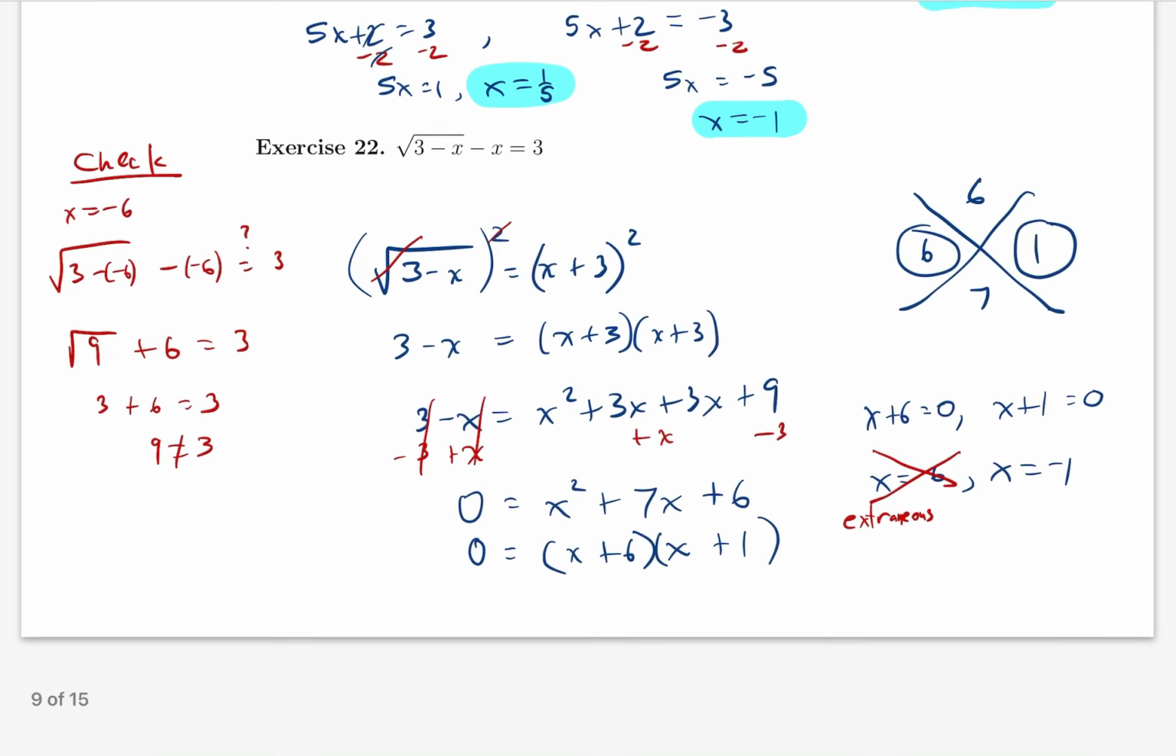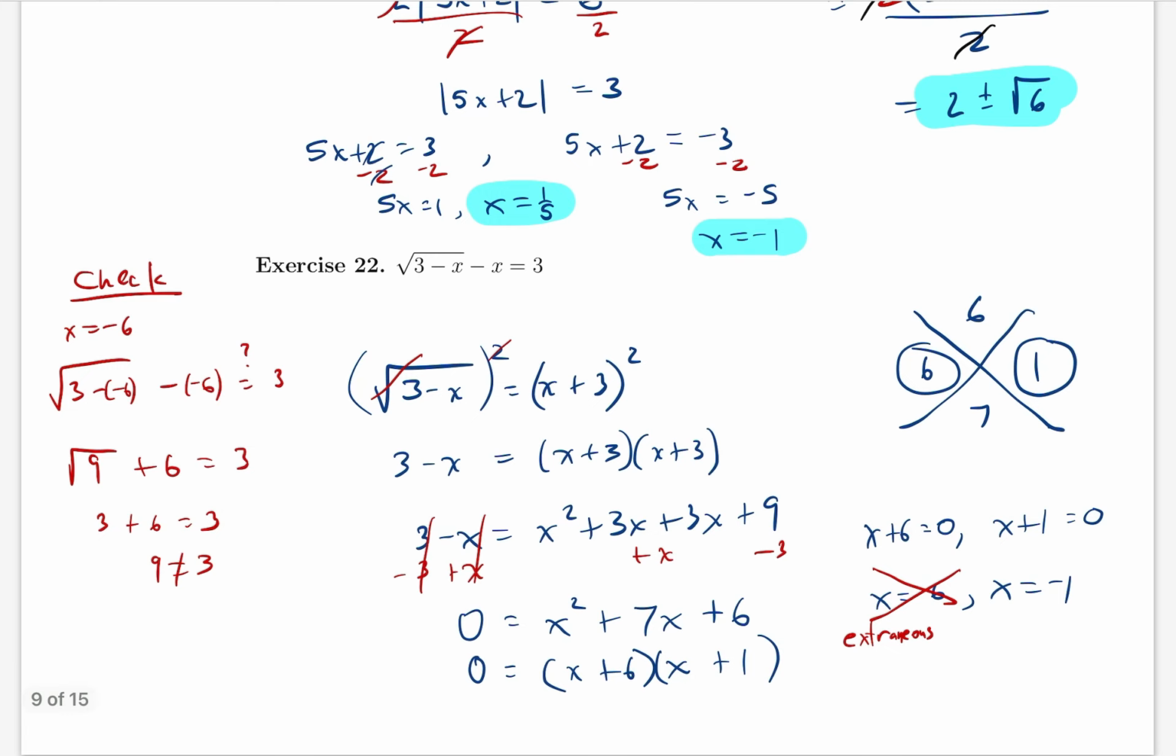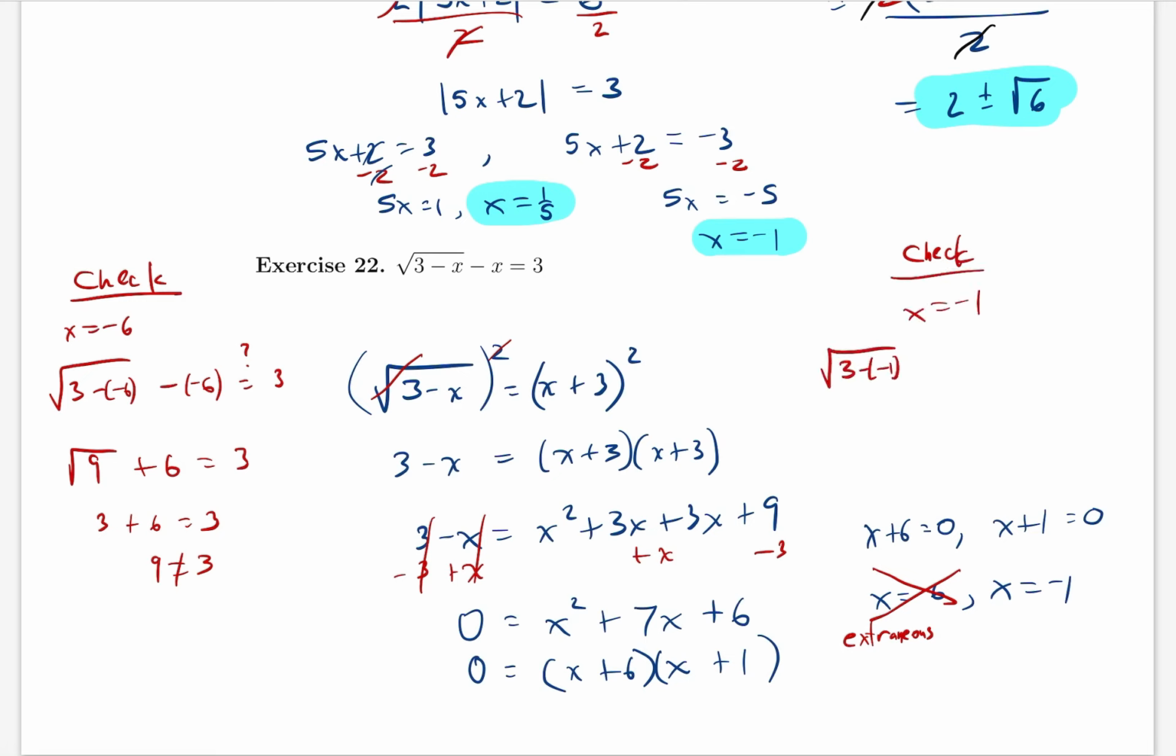Now let's try -1. So for -1, I'll try that on this side. I'll create some more space. Check. X equals -1. Substitute it in for x. 3 minus -1 minus -1 equals 3 question mark. That becomes square root of 4 plus 1 equals 3. That's 2 plus 1 equals 3. This one does check out. So that is our final answer.